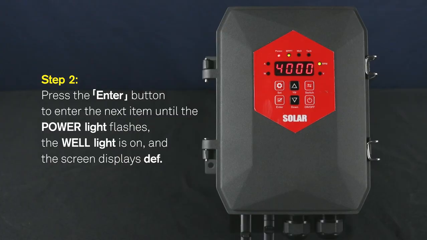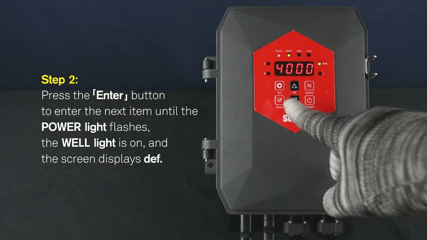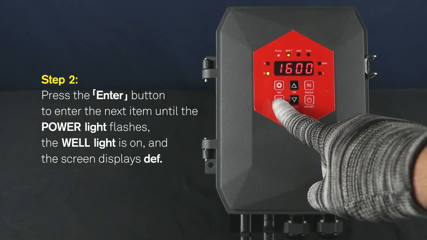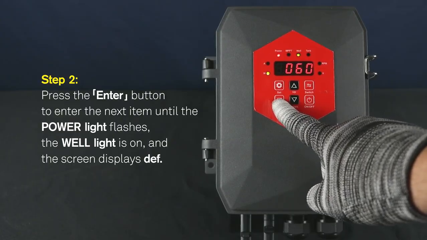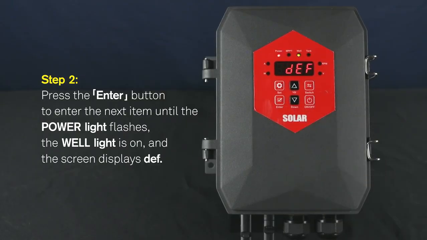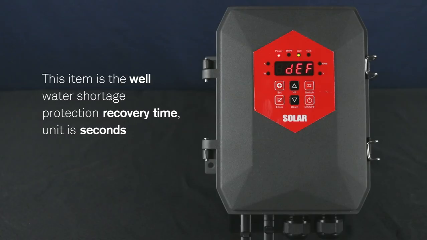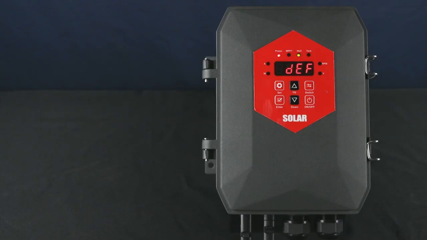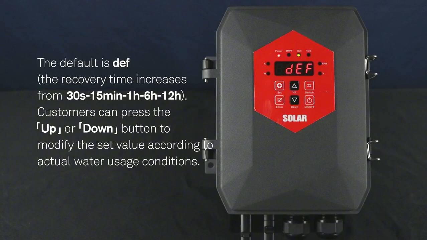Step 2. Press the enter button to enter the next item until the power light flashes. The well light is on and the screen displays DEF. This item is the well water shortage protection recovery time. Unit is seconds. The default is DEF.